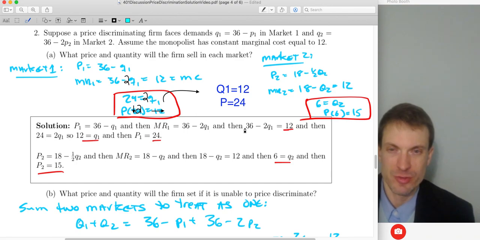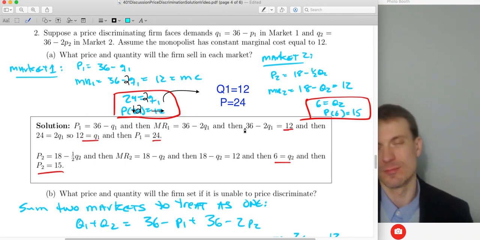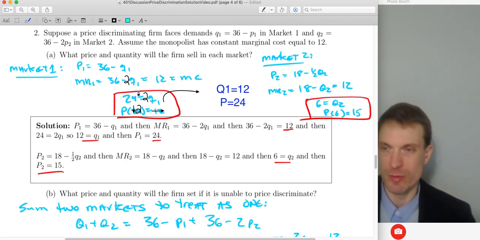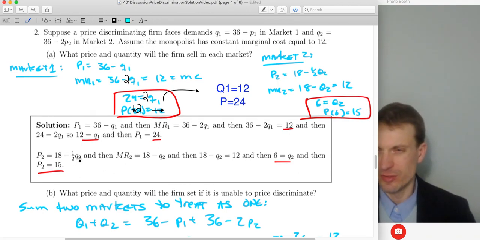So I've got my two markets. I want to add up my quantities now. So my total quantity between the two markets is 18. I'm going to sell it at a price of 24 in market 1 and a price of 15 in market 2. All right.